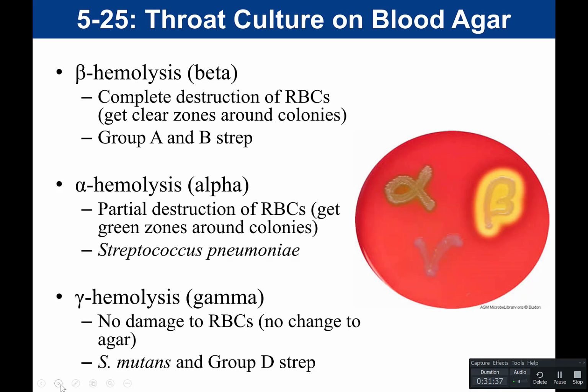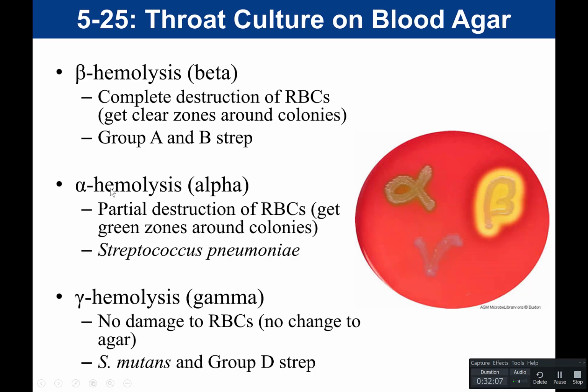You want to review this, and that is, what are the types of hemolysis? So beta hemolysis, you're going to get clear zones around the colony. It almost looks like the agar is a little bit yellow. It doesn't turn the agar yellow. The yellow just is what appears as the red blood cells get broken down. And so the beta hemolysis is the complete destruction of red blood cells. This will be the case for both group A and group B strep, which we'll review in a minute.